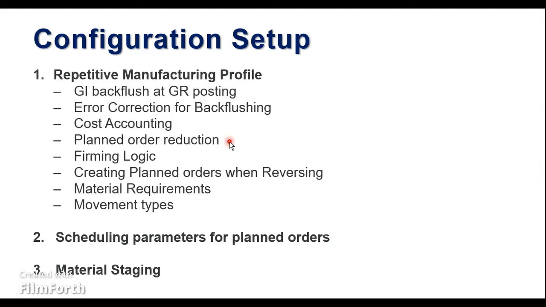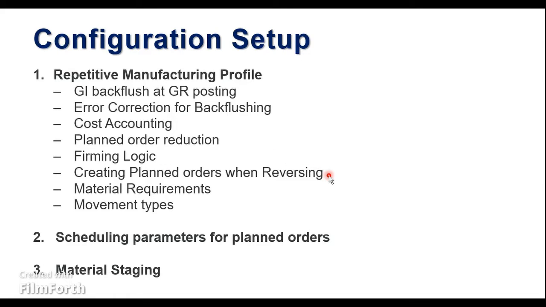There could also be an instance where you have mistakenly posted a confirmation or a goods receipt and would like to revert that transaction. In that case, how should the planned order quantity be reverted back to its original stage? Those settings are maintained in this planned order reduction. And then we have the firming logic. Whenever you create a planned order through MRP, we do see a firming indicator, right? So what should be the logic for those firming settings on the planned order?